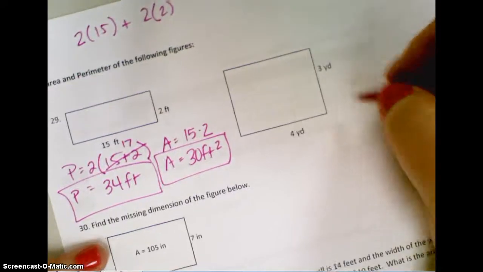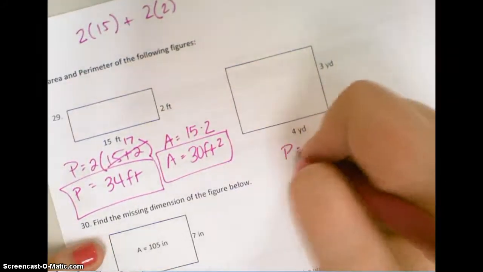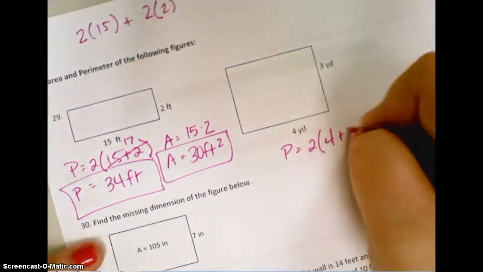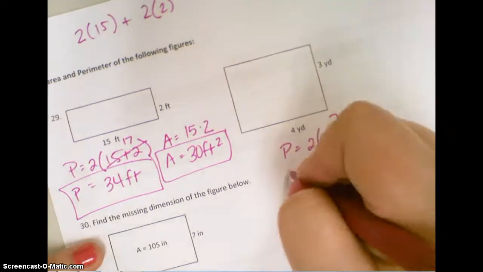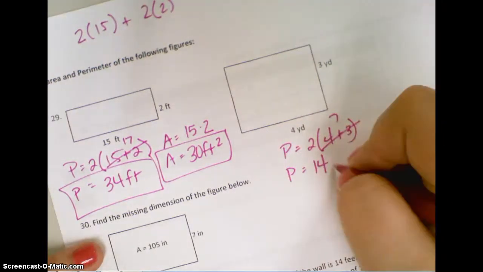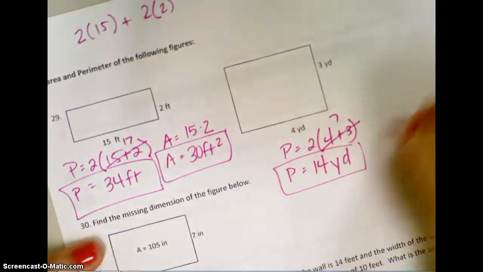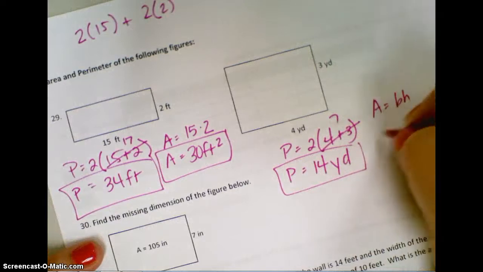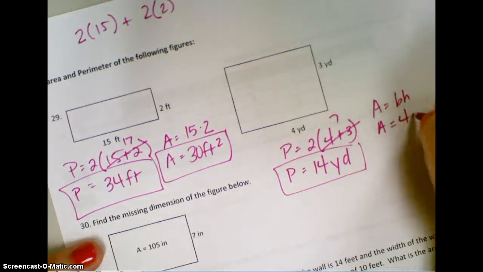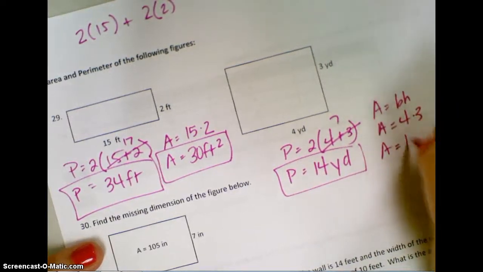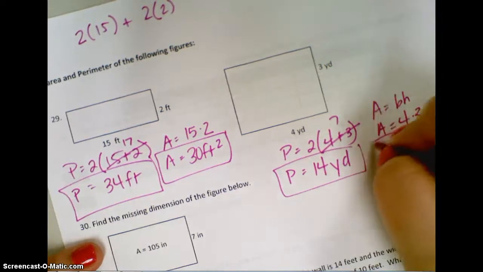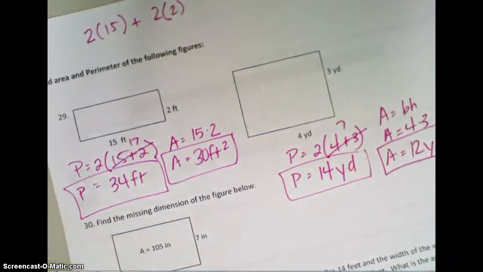For the second part of 29, perimeter again is 2 times 4 plus 3. This is 7. So 2 times 7 is going to be 14 yards. Area is going to be base times height, which is going to be 4 times 3. So the area will be 12 yards squared. Making sure to always label our units.